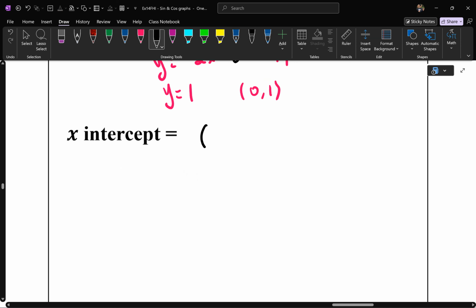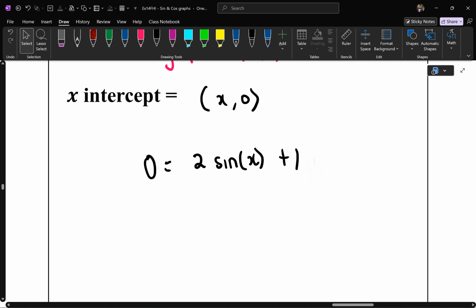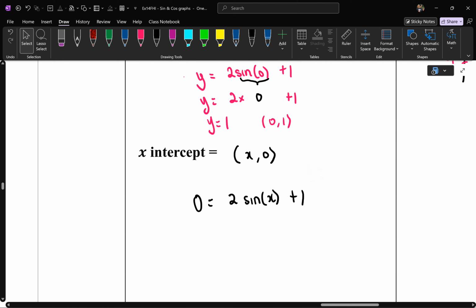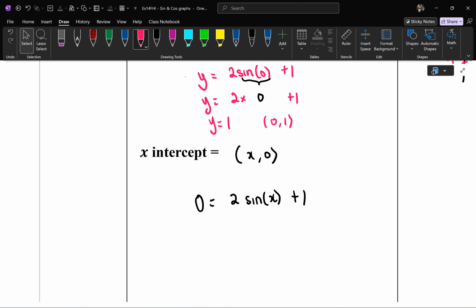So for the x-intercept, you have to let y equal to 0. Let's solve it. 0 is equal to 2 times sine of x plus 1. How do you solve this? You try to find x, so you've got to remove everything else. What's the first thing you're going to remove? Let's go with Anthony. Minus 1. Minus 1 on both sides. You now get negative 1 is equal to 2 sine of x.